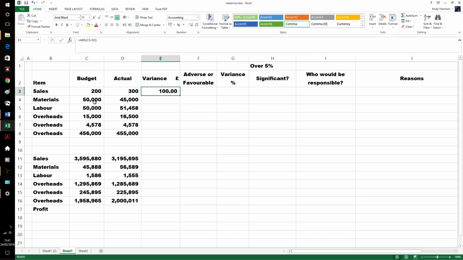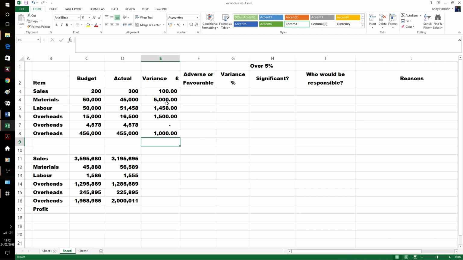So our second one, that's going to be £5,000, and we might as well fill in the rest and have a look. So these are all just the straightforward mathematics, budget minus actual. I've used a quick shortcut there, the safe error-free shortcut of Control and D for filling in a formula, rather than dragging with the mouse.